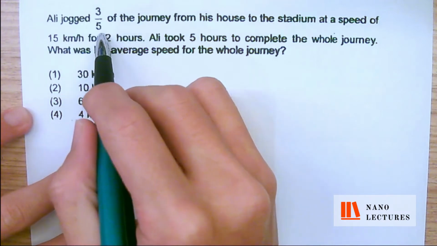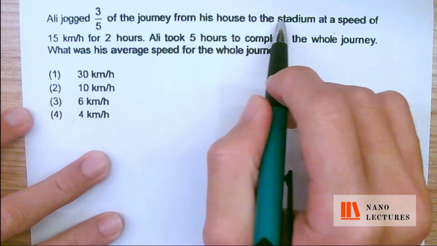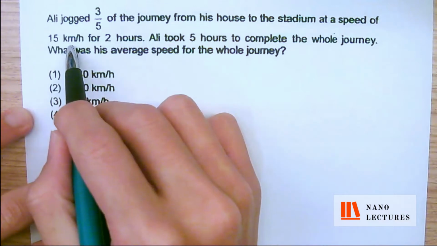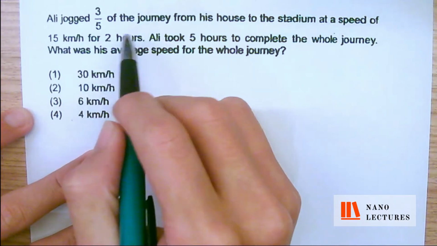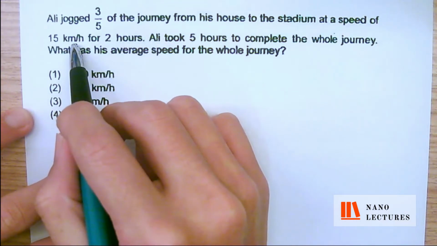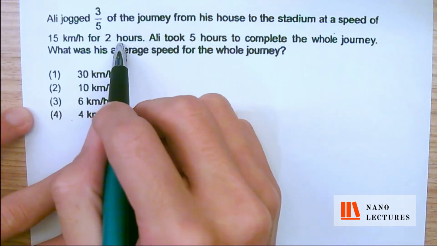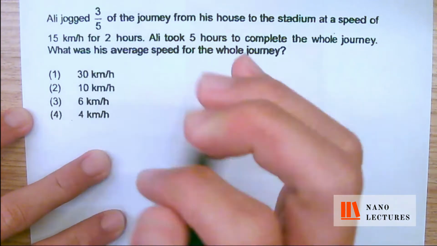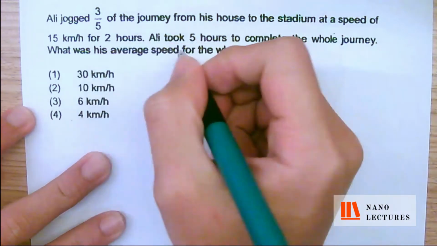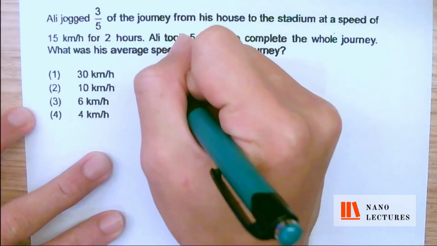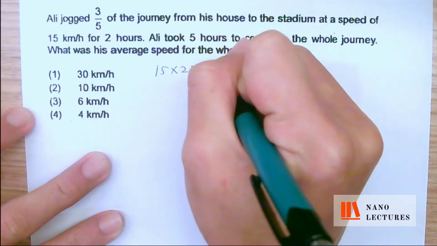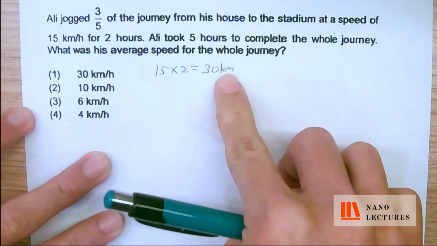Ali jogged 3/5 of the journey from his house to the stadium at a speed of 15 km per hour for 2 hours. It means that in 1 hour, he could jog 15 km. So in 2 hours, how long can he jog? 2 times 15 will give us 30, right? So from here, you already found out 15 multiplied by 2 gives you 30. So the distance from his house to the stadium will be 30 km.